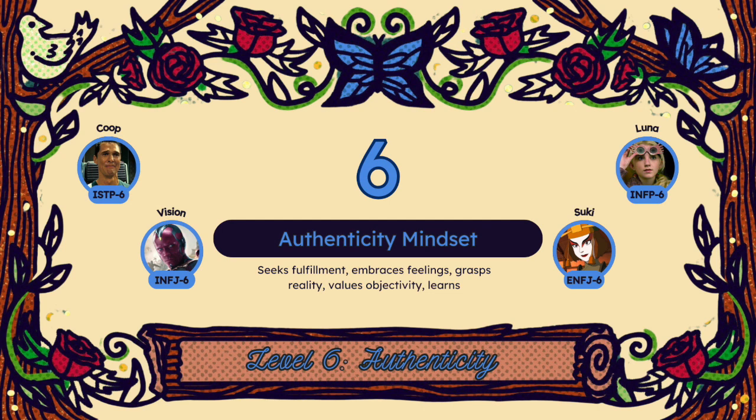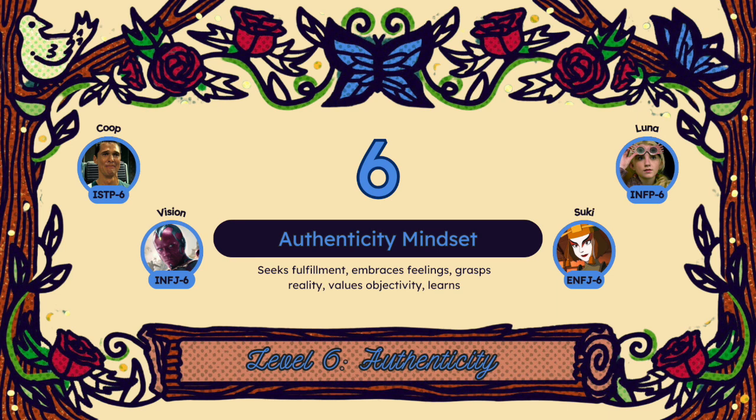Now, let's delve into the sixth level of ego development, known as the authenticity mindset. At this stage, individuals exhibit a deep understanding and acceptance of all feelings. They are preoccupied with grasping the multifaceted reality, striving to live life with greater objectivity. The self concept at this level recognizes interdependence with the world, and wrongdoing is seen as a challenge for learning and growth. Individuals at this level are driven by a quest for meaningful fulfillment.